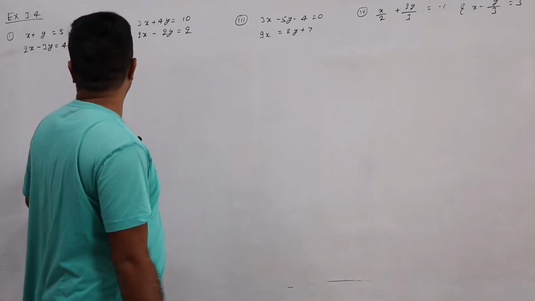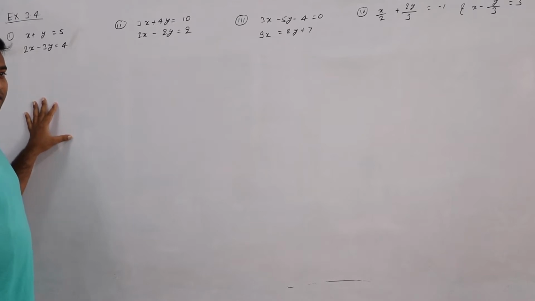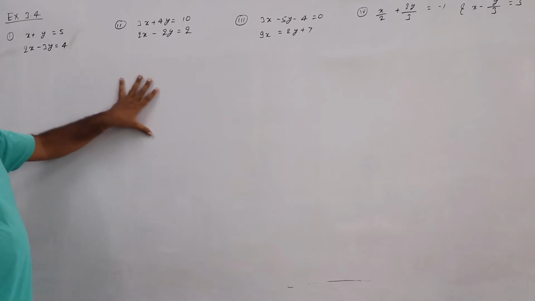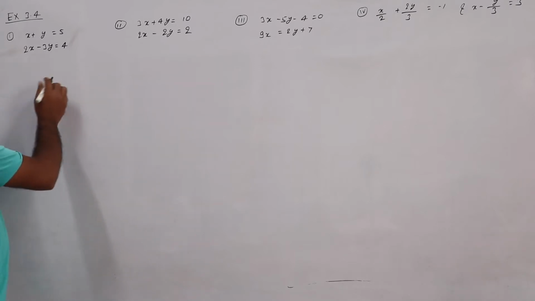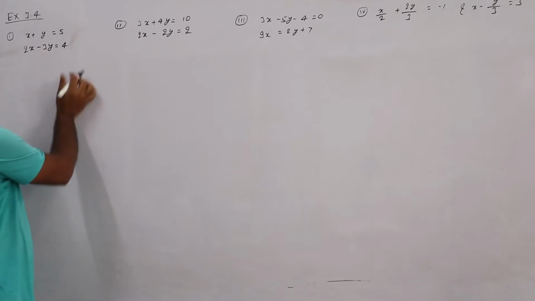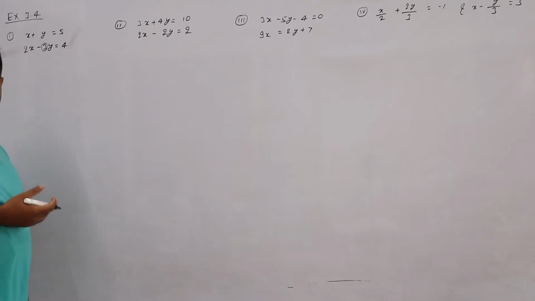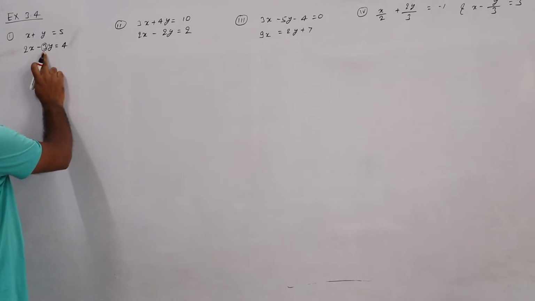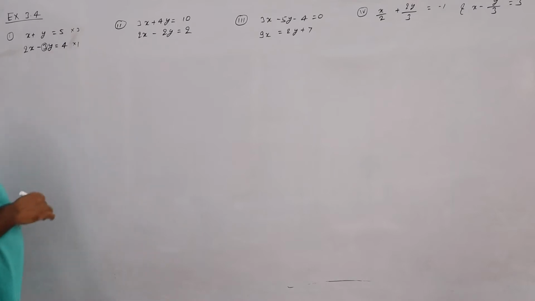See here. Exercise 3.4. We should do it by the elimination method. Actually, I have done this question before also. But see again. Elimination means we should cancel either x or y. So if we want to cancel the y term, the y coefficient is multiplied here, and this one's y coefficient is multiplied here.